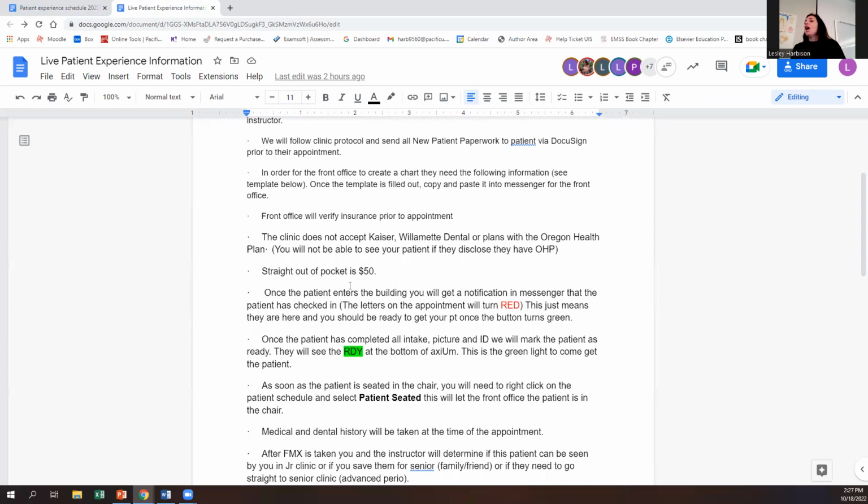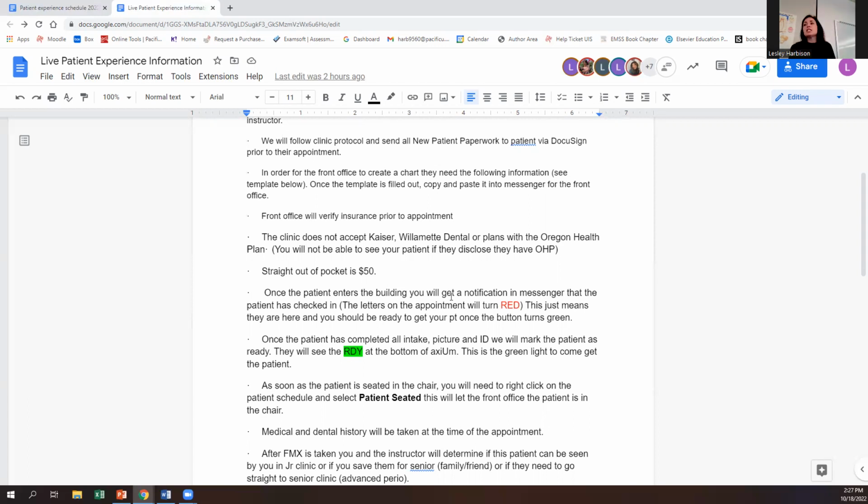And it's fine. Okay, so front office will verify insurance prior to the appointment. That's where your patient will either say, I'm just going to do no insurance, pay out of pocket, or this is my insurance. So that's just trying to give you some practical information beforehand. Straight out of pocket fee is $50 once the patient enters the building. Here are some details, which I know will feel kind of irrelevant to you at the moment, but I want you to know that you need to know this day of.